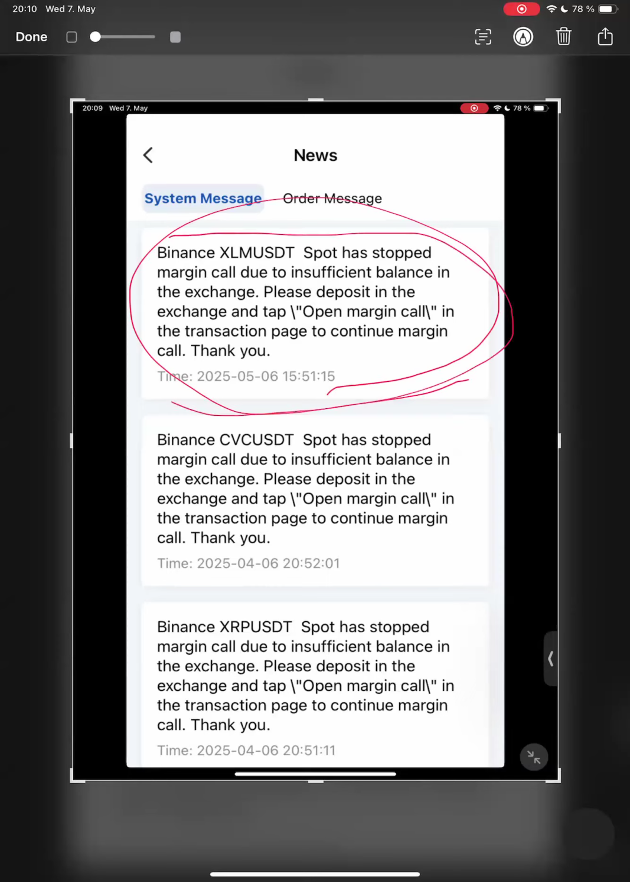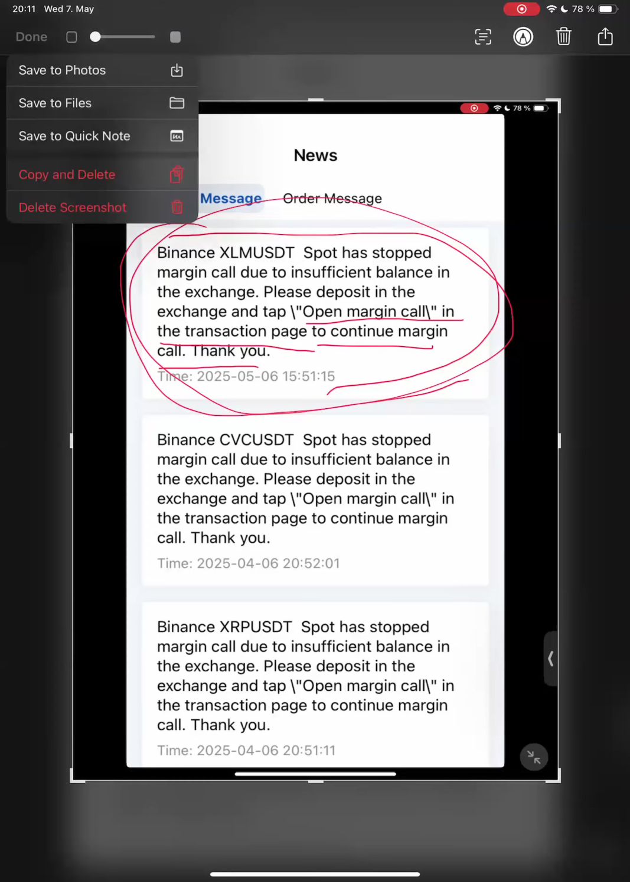So it gives you a typical message like this: Binance XLM USDT spot has stopped margin call due to insufficient balance in the exchange. Please deposit in the exchange and tap open margin call in the transaction page to continue your call. Thank you. So it simply means if you do not have more USDT, you can purchase from your exchange so you can continue your calls, or you could wait patiently for the ones that have already bought to sell. But the more you wait, the more your floating loss increases if the coin is going down.